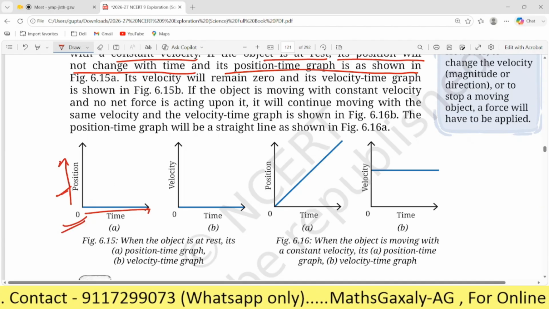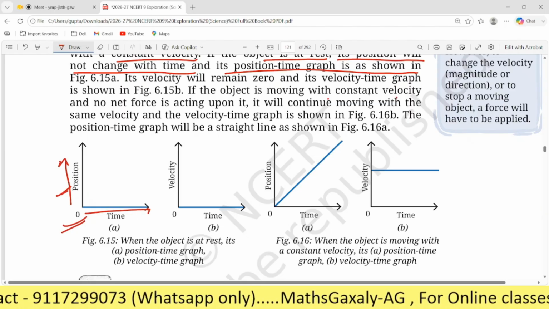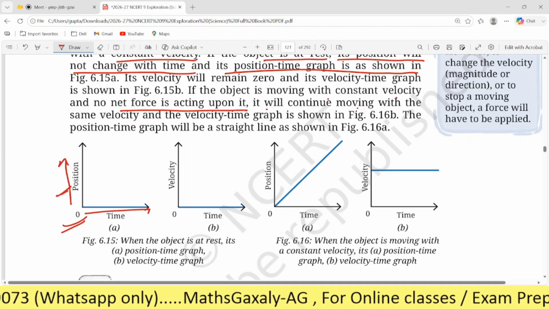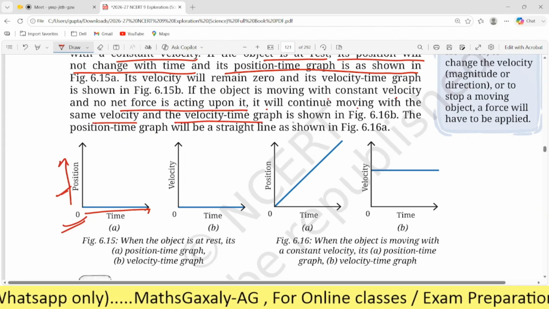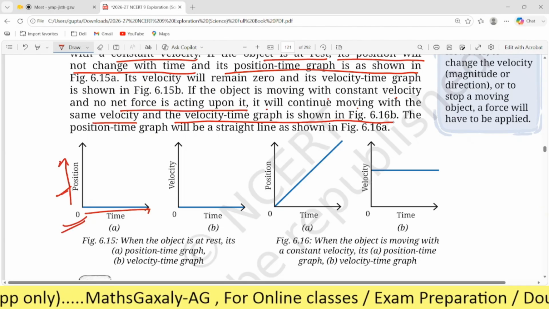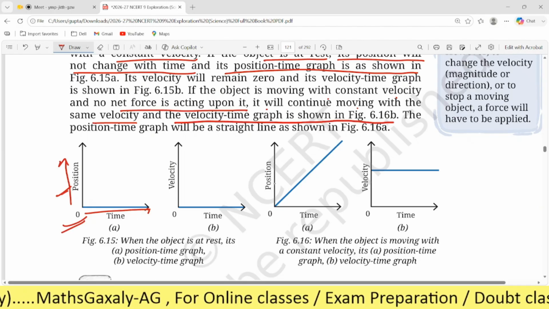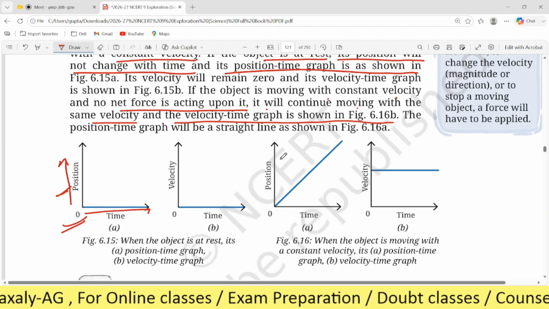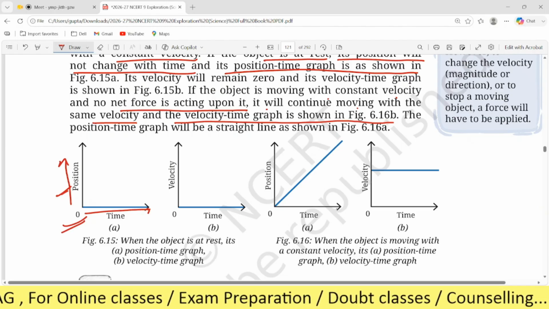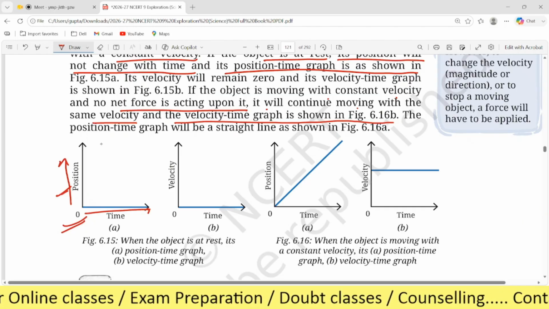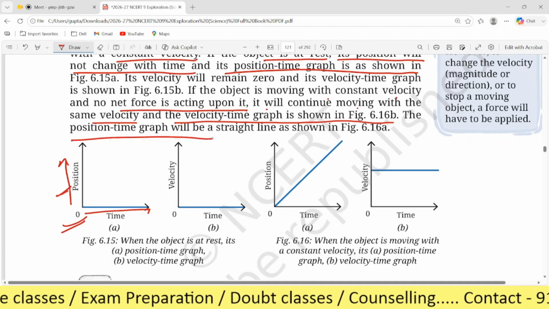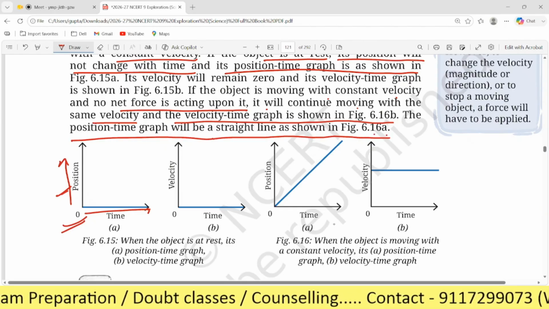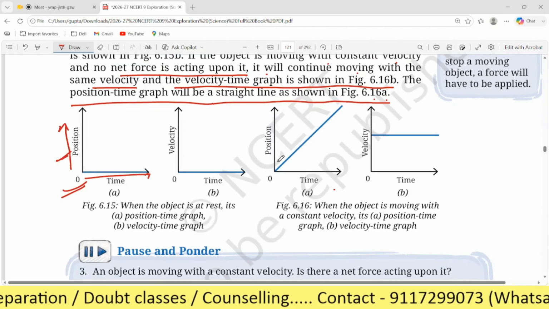If the object is moving with a constant velocity and no net force is acting upon it, it will continue moving with the same velocity, and the velocity-time graph is shown in the figure 6.16b. Is it clear? Velocity-time graph, okay, the b one. Now the position-time graph will be a straight line as shown in the figure 6.16a. Okay, is it clear? As you can see here.